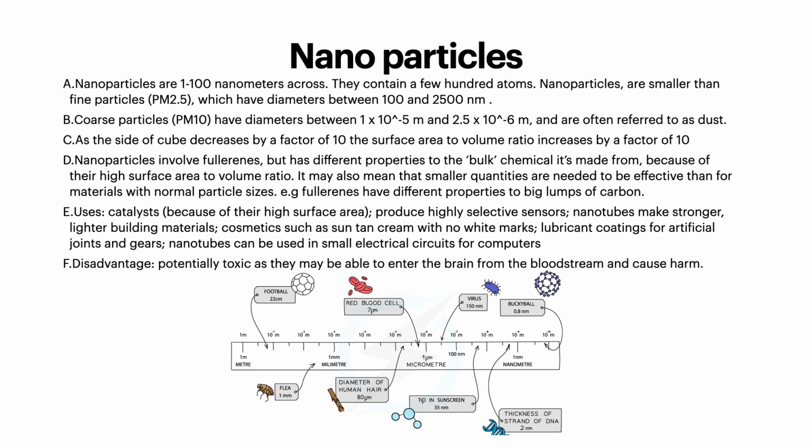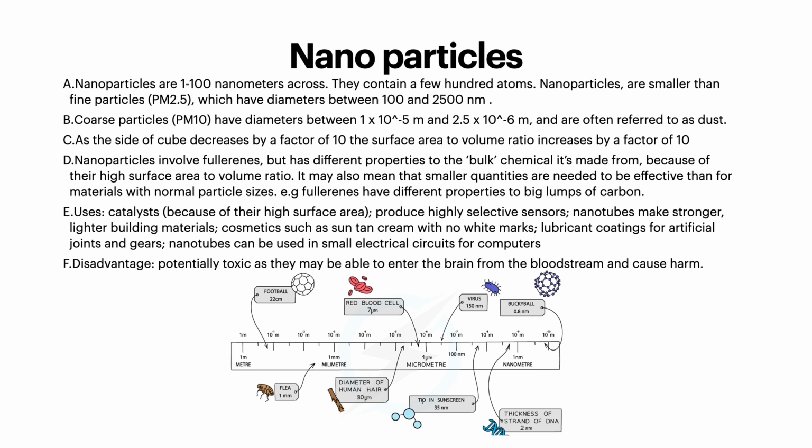As the side of a cube decreases by a factor of 10, the surface area to volume ratio increases by a factor of 10. Nanoparticles include fullerenes, but have different properties to the bulk chemical they're made from because of the high surface area to volume ratio. It may also mean that smaller quantities are needed to be effective than for materials with normal particle sizes, so fullerenes have different properties to big lumps of carbon.